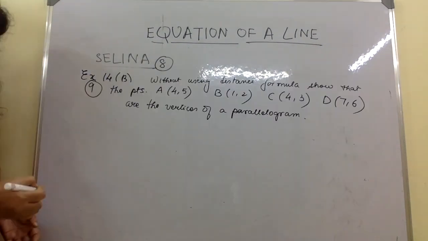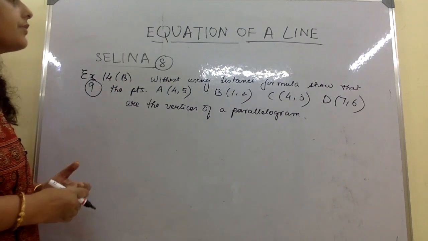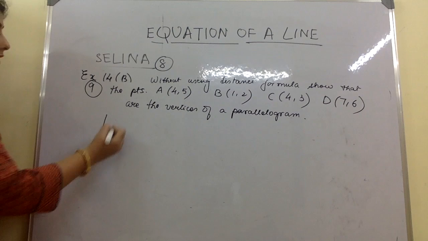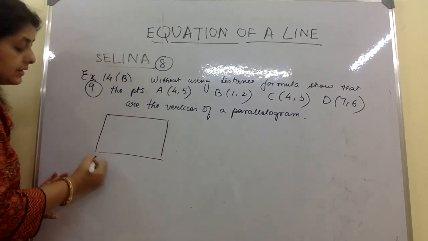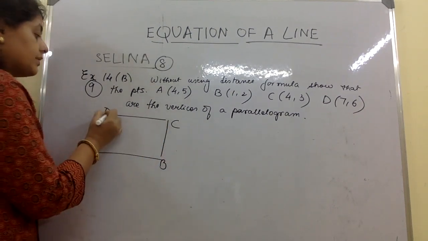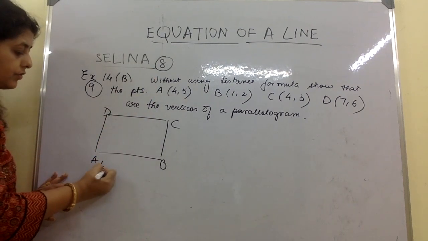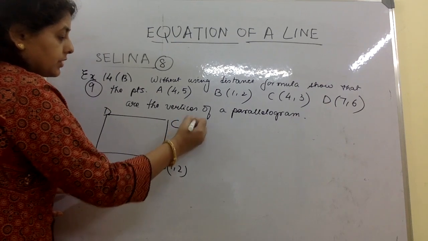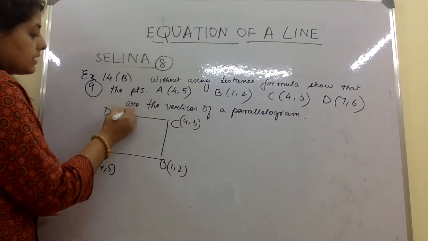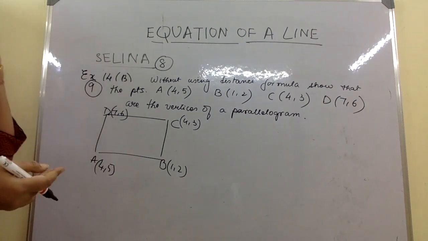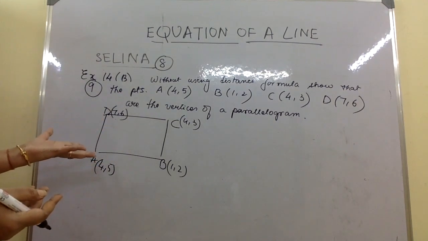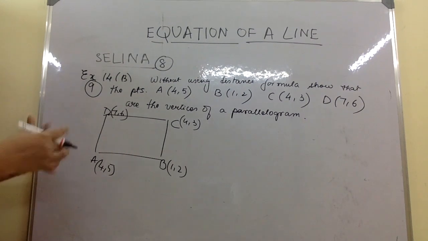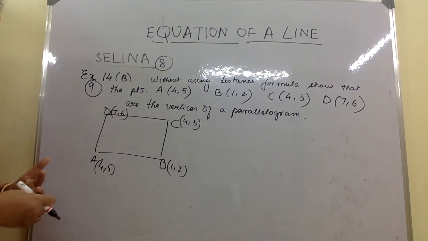Now, without using distance formula, show that these 4 points are the vertices of a parallelogram. Again, A, B, C and D. Remember, the diagram really helps. A is 4, 5. B is 1, 2. C is 4, 3 and D is 7, 6. Now, show that these are the vertices of a parallelogram. It can be some other quadrilateral also, but why are they asking? Only we have to prove that it is a parallelogram. How do we prove it?